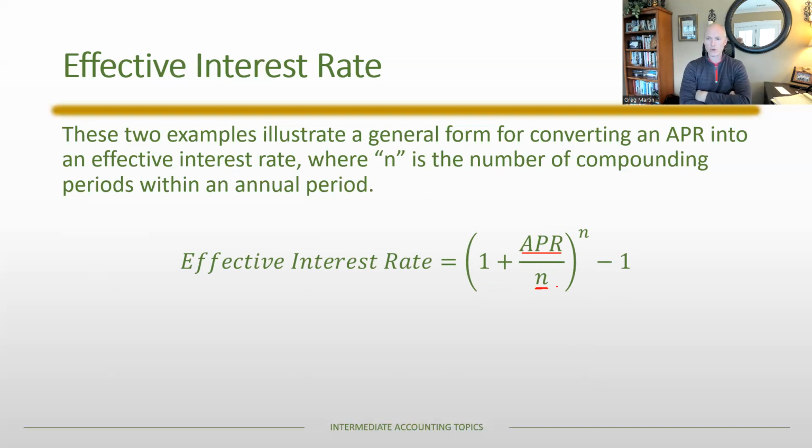As an example, quarterly, the n would be 4, semi-annually, the n would be 2, monthly, the n would be 12. And you can see that the frequency that we're compounding shows up in two places. Not only do we divide the APR by that frequency, but then we take it to the power n after adding 1. And this is where we get that effective rate. So it's 1 plus the APR divided by n, to the nth power, minus 1. So this is the general form equation for calculating an effective interest rate.